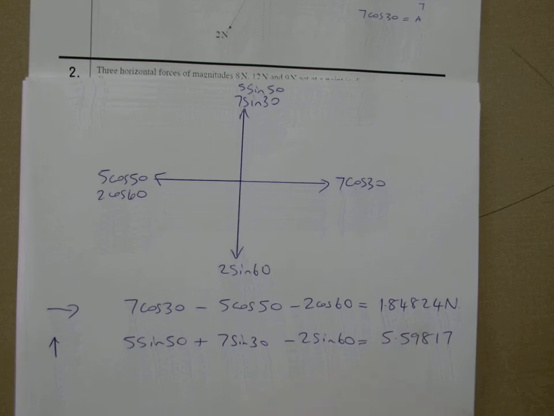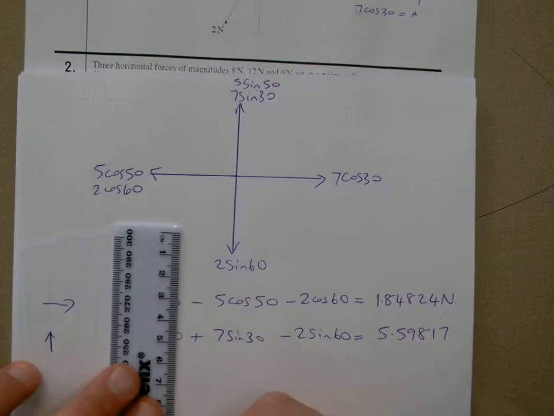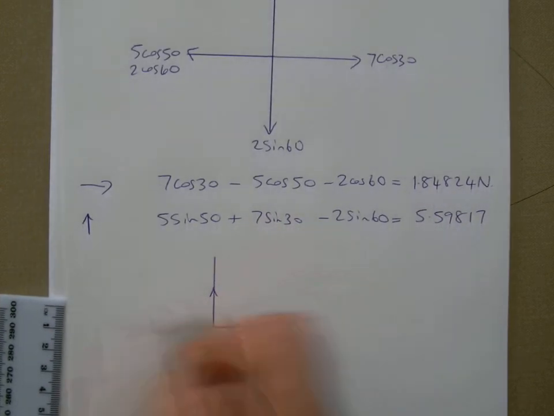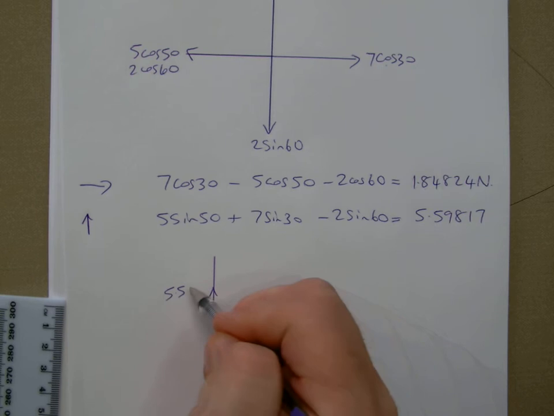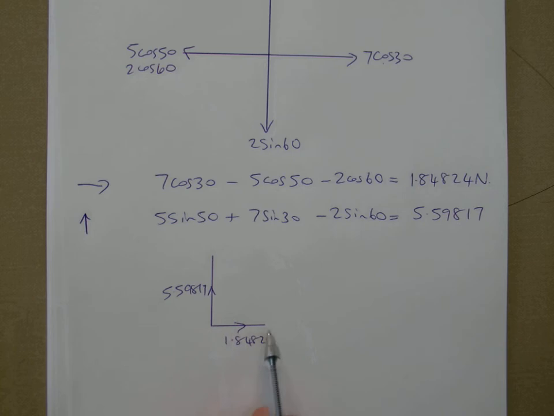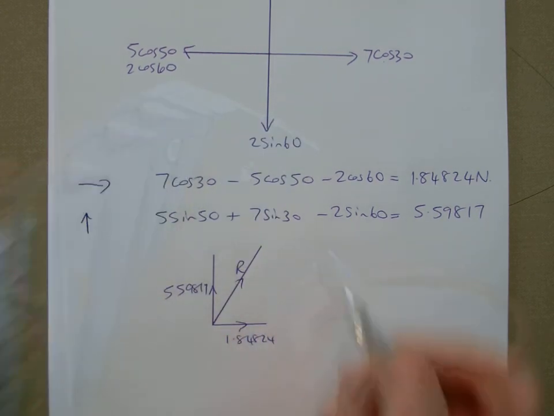You can see now they're both positive, right? So what that means is the overall effect of those three forces is that we've got 1.84824 going to the right, along the x-axis. And we've got 5.59817 going in the positive y direction, this way. Now, that means if we go 1.84 across, and then 5.59 in the positive y direction, the overall effect is going to be something like this, okay? That's going to be the overall resultant.